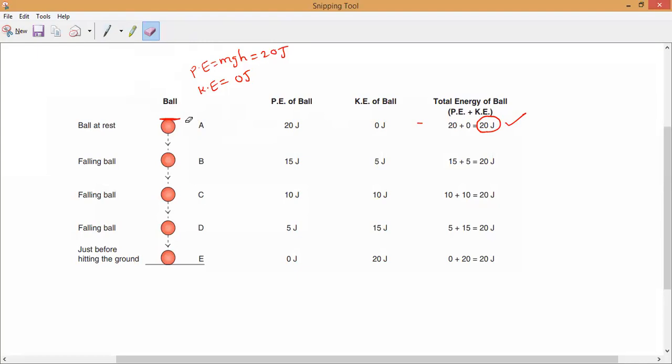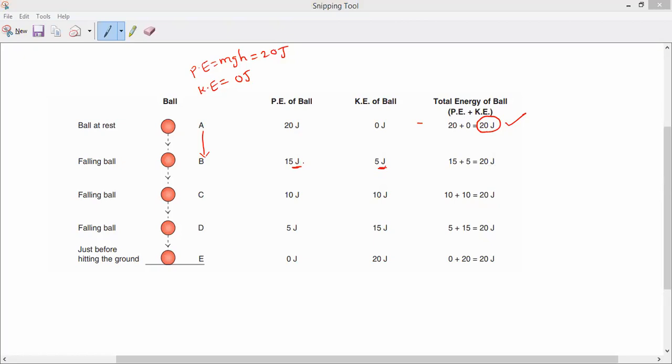Now the ball reaches from A to B. When the ball goes from A to B, some amount of potential energy is converting into kinetic energy. Have you noticed it? As we keep going down, potential energy is decreasing and kinetic energy keeps on increasing. Understand?